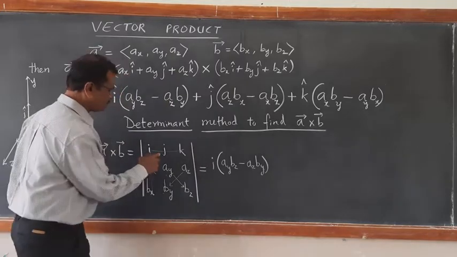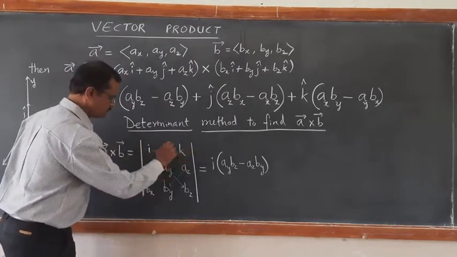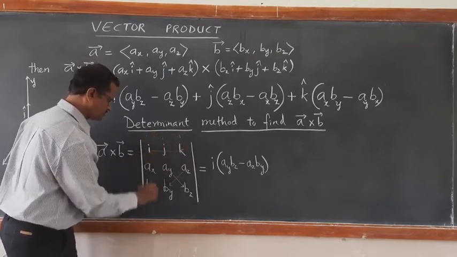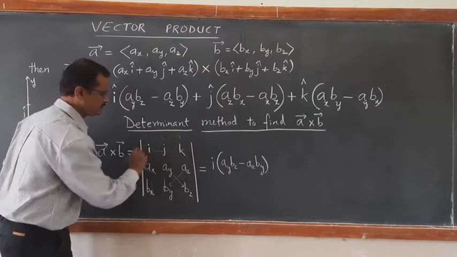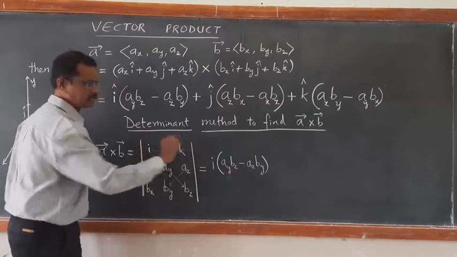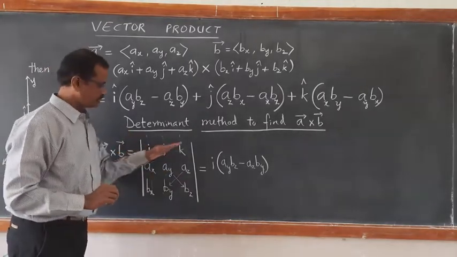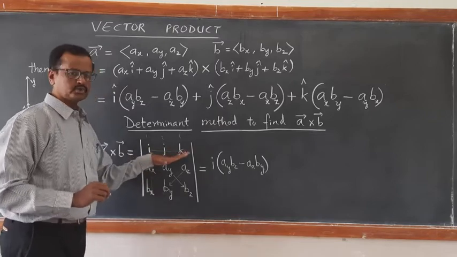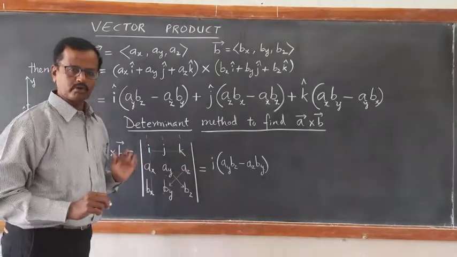Next, you are having the second column. First row, second column. This is the first column, second column, third column. These are called columns. There are 3 columns and 3 rows: first row, second row, third row. Horizontal lines represent rows. Vertical lines represent columns.